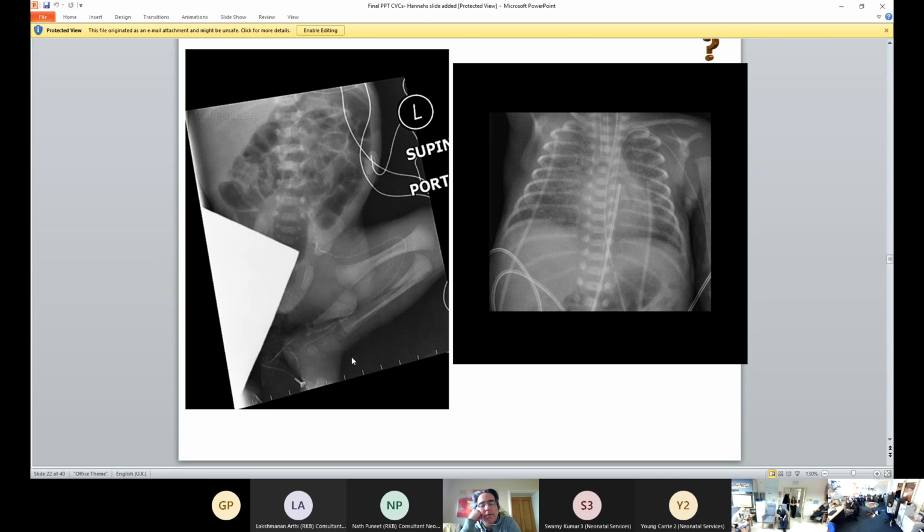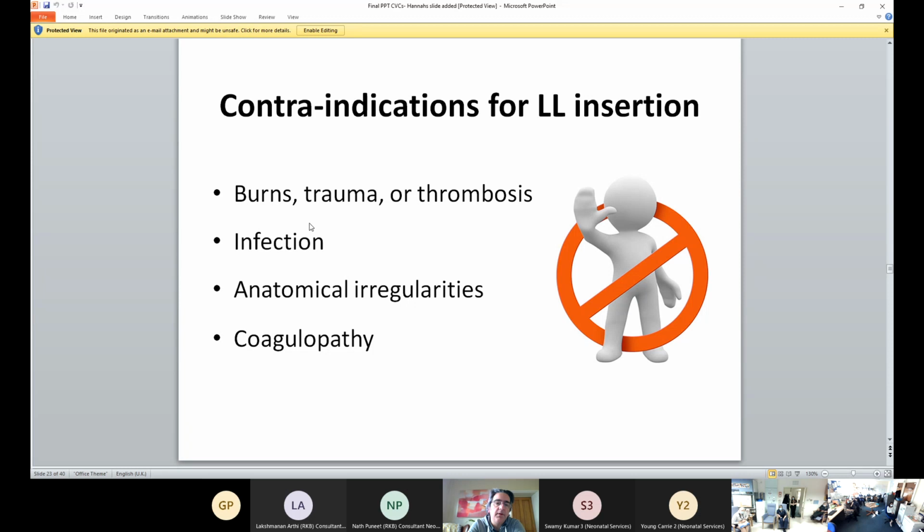The other X-ray showing a long line inserted in the posterior tibial artery. So going from here, when they X-ray, they show the line going from the posterior tibial and then continue up. Again, contraindications for lower limb long line insertion. There is no absolute contraindication. It very much depends on the situation.